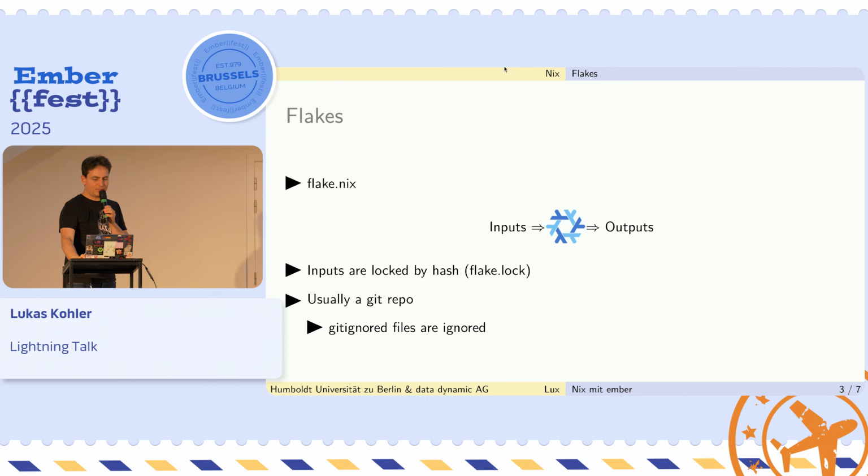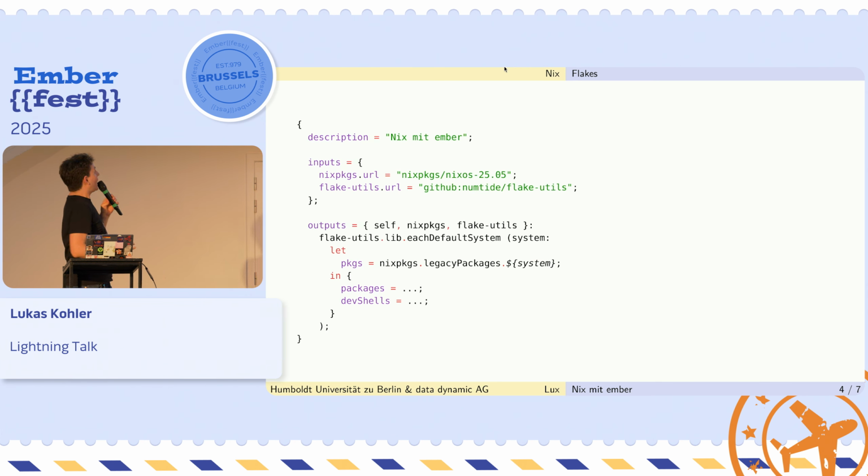There's a flake.lock file that locks all inputs by hash, so not by version. It will not change. It's hashed. What does a flake look like? It looks like this.